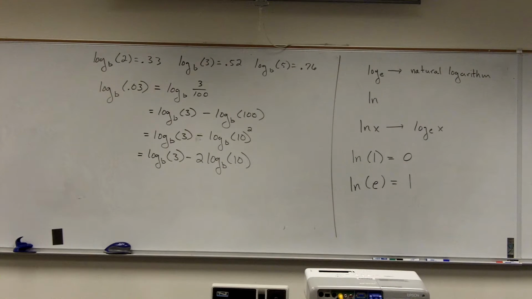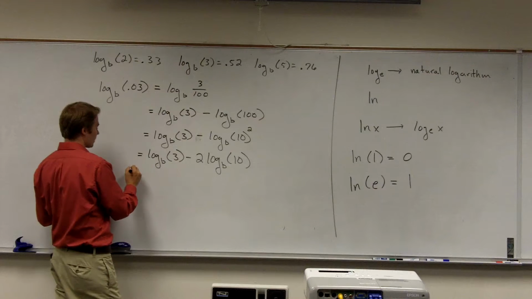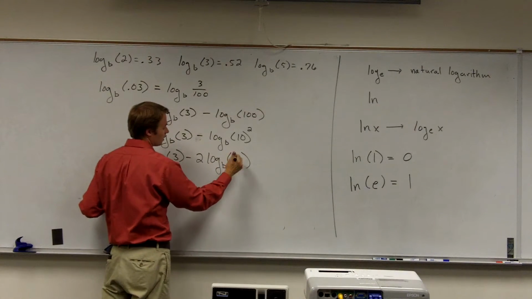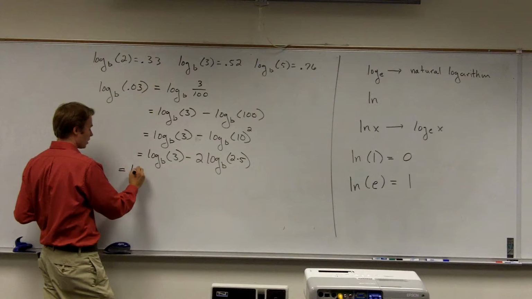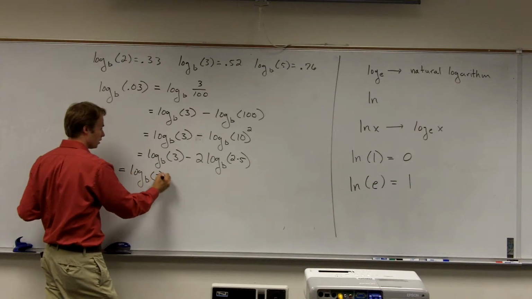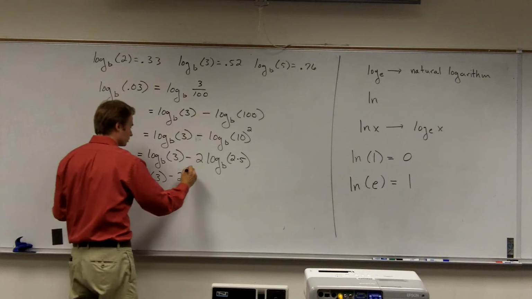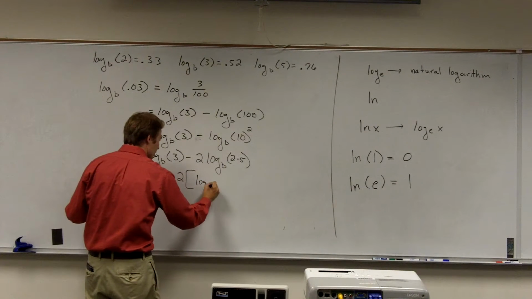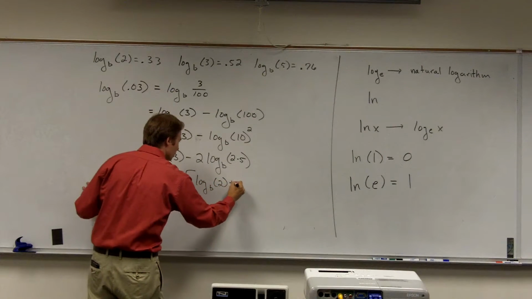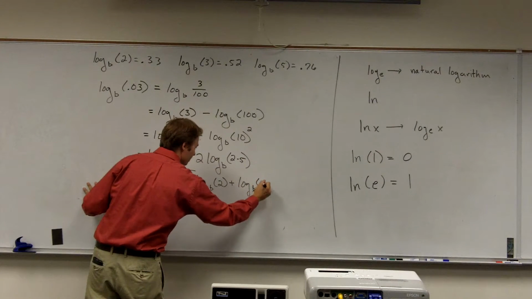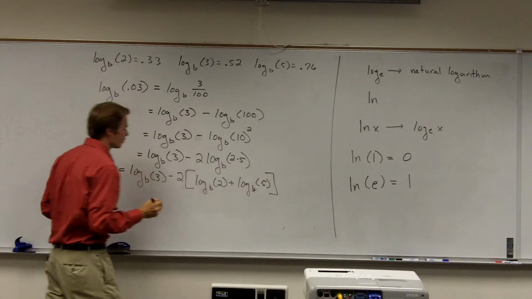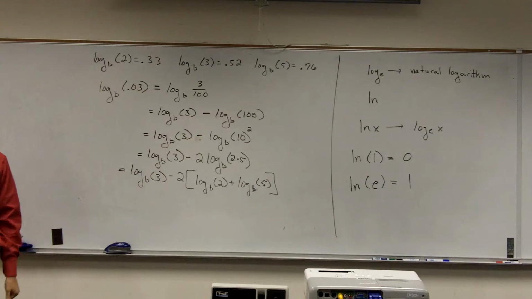10 could be 2 times 5. Right, exactly. So then I could break this up instead of 10, 2 times 5. So this is log base b of 3 minus 2 times log base b of 2 plus log base b of 5. Now be careful here, the 2 is on the outside of that logarithm, so you have to keep it totally on the outside there. But then I can just go fill in all of these.